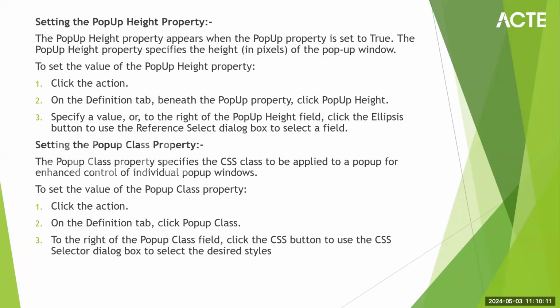So how to set it? Click on the action, and on the definition tab in the drop-down, you click on the pop-up class, or else you can click on the ellipsis button and add the field, or else you can just click on that CSS button. In the drop-down, there will be a default CSS style.